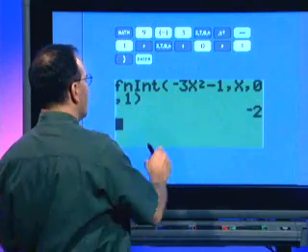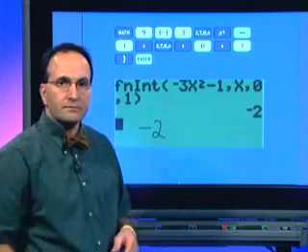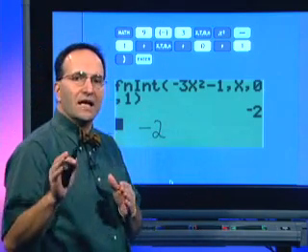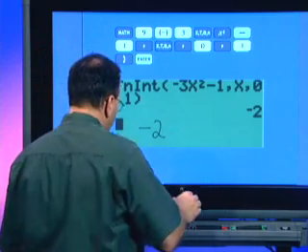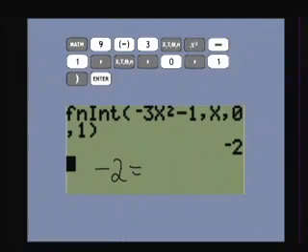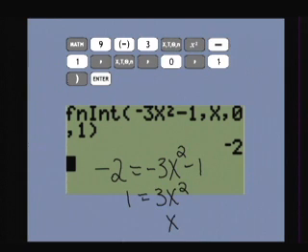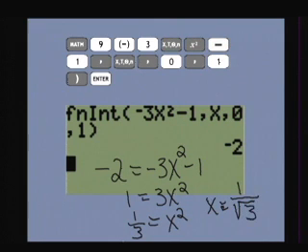We know that the average value is negative 2. And we want to know when does it assume that value. In other words, we need to solve the problem: negative 2 is equal to negative 3x squared minus 1. What that leaves me with, of course, is that 1 is equal to 3x squared. x squared is equal to 1/3. And when I take the square root, I get x equals 1 over the square root of 3, and I get x equals negative 1 over the square root of 3.